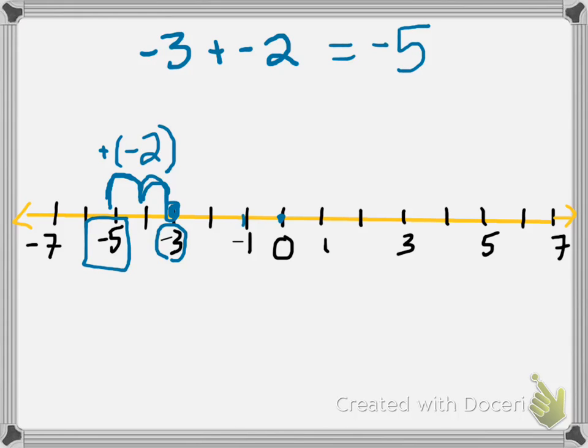And it makes sense if you think about it. If we think of the negative sign as, I don't know, owing me money. You owe me $3. You owe me $2 more. Now you owe me a total of $5. So you are -5 in this case.